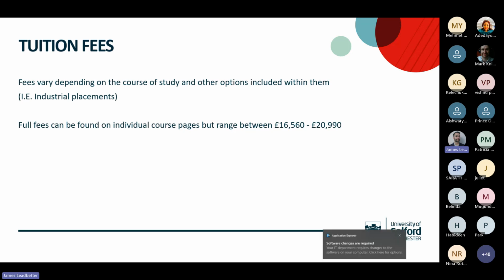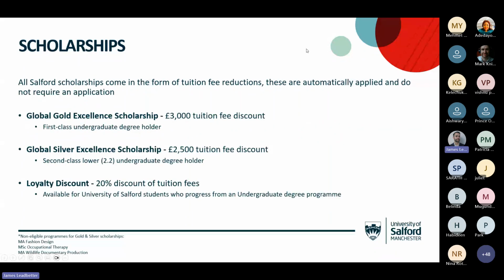But we do have our fees typically range between £16,560 to £20,990. Again, this depends on the course of study. So it's worthwhile to have a look through and check this out. Now, when it comes to scholarships at the university, we give out quite a few different ones. All of our scholarships come in the form of a tuition fee reduction.